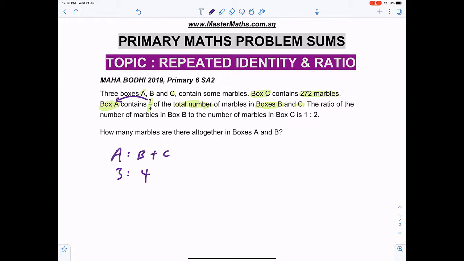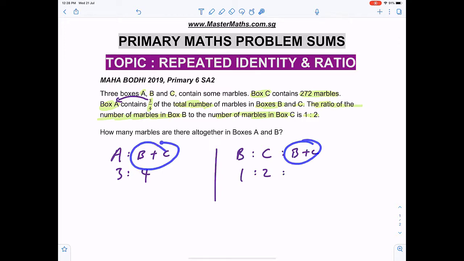Next up, the ratio of the number of marbles in box B to the number of marbles in box C is 1:2. So B is to C, this is 1:2, which means that B plus C, and why do I put B plus C? Because I had that earlier, alright? So B plus C will be 3. The question is, how many marbles are there altogether in boxes A and B?